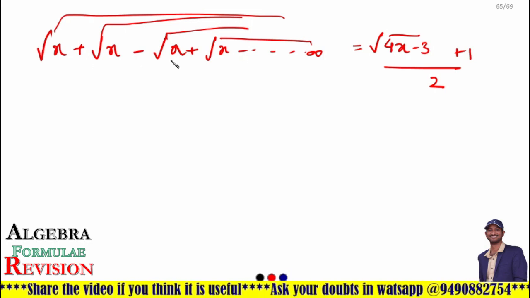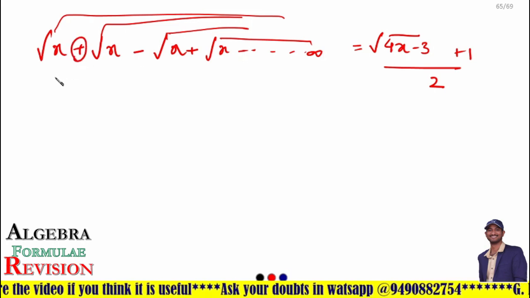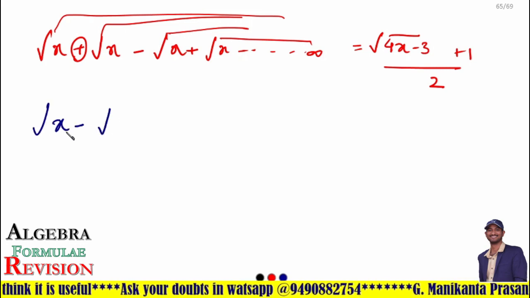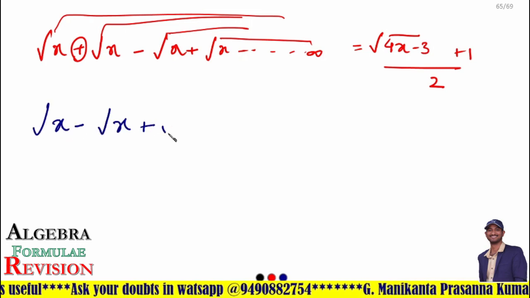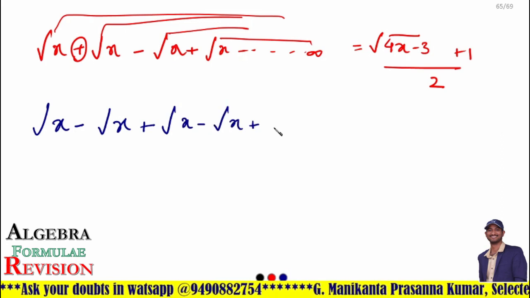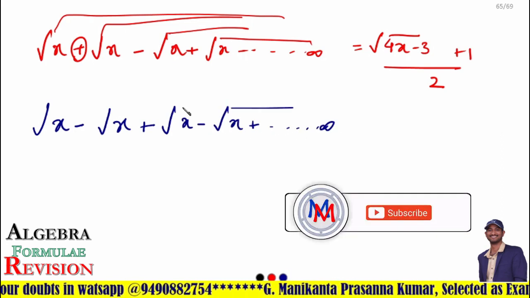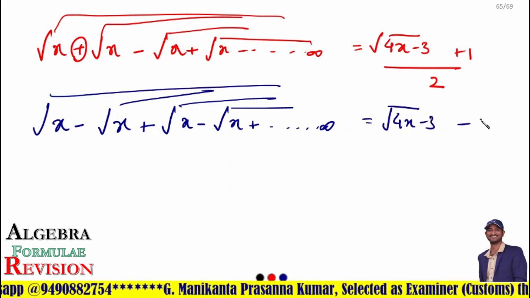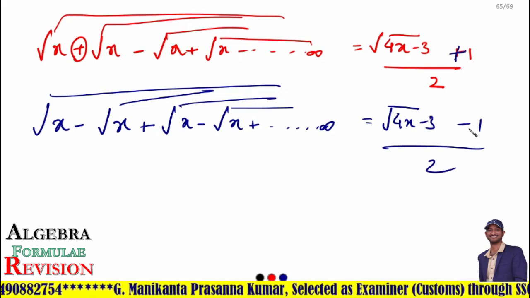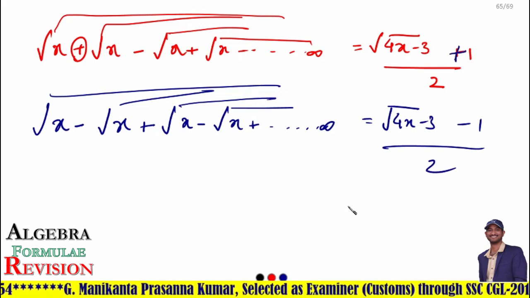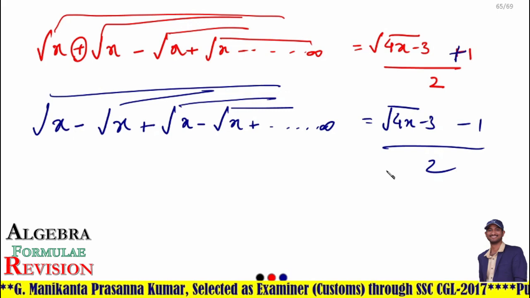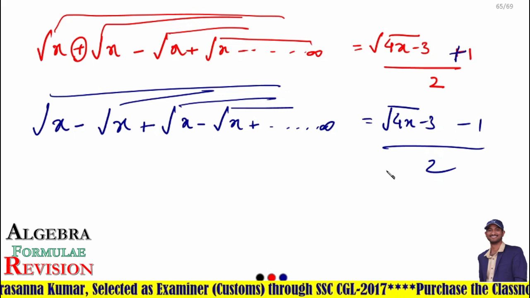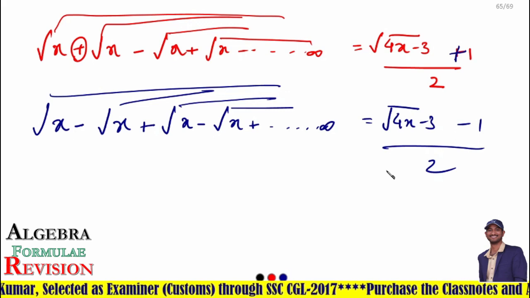That is for alternate plus minus starting with plus. Now suppose alternate plus minus starts with minus: square root of x minus square root of x plus square root of x minus square root of x plus and so on, infinity. Then what is the answer? Square root of 4x minus 3, minus 1, divided by 2. Here plus and here minus. Okay, so all plus, all minus, alternate plus minus starting with plus, and alternate plus minus starting with minus. These four are also important.